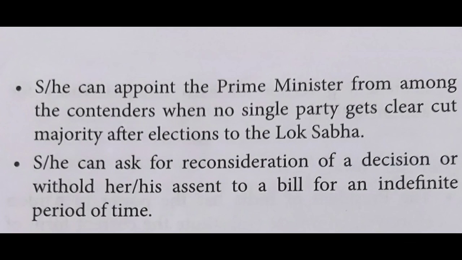Otherwise, one more is that the President can dismiss ministers in case the Council of Ministers loses the confidence of the House but refuses to resign. In that case also, this is one type of discretionary power of the President. These are the powers and functions.